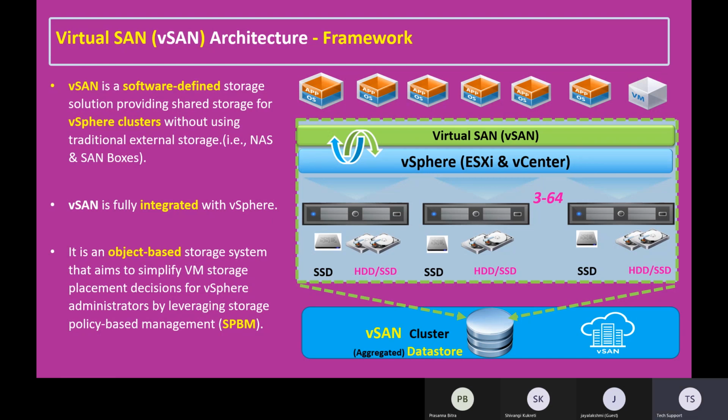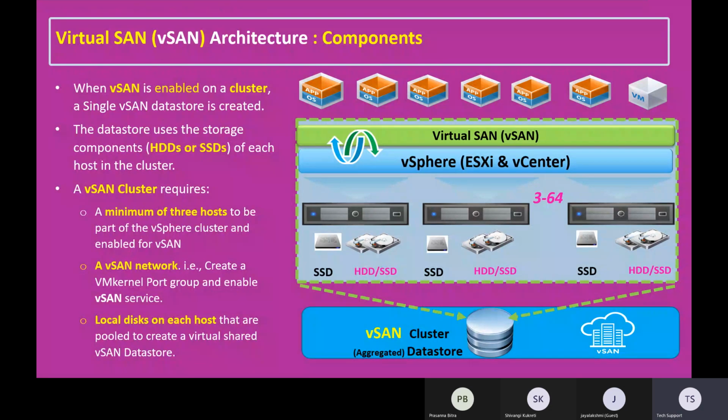And now, with the same diagram, we will also discuss some additional components in the vSAN architecture. In the virtual SAN architecture, we have these components. When virtual SAN is enabled on a cluster, a single vSAN data store is created. It is created using either the hard disk drives or solid state drives of each host in the cluster. Every host has multiple disks. These are also components of our vSAN. And where we can enable vSAN is that we can enable the vSAN feature on a cluster only.